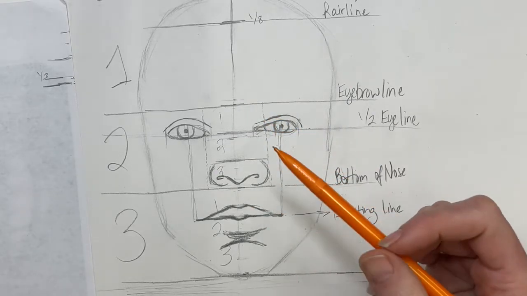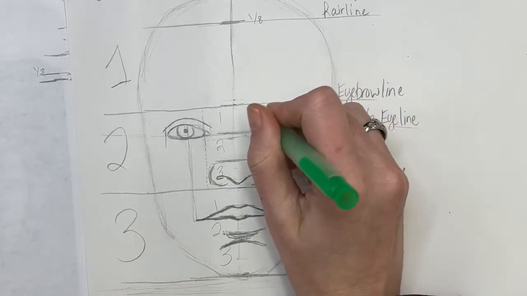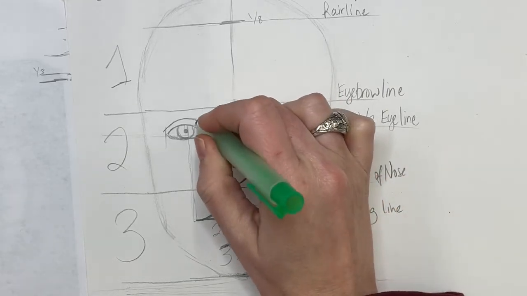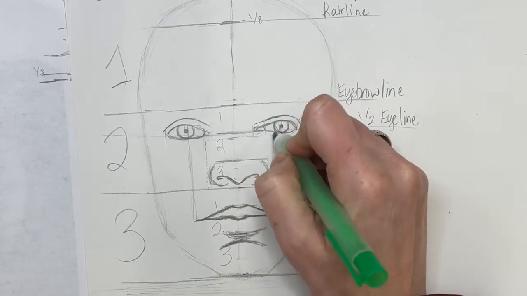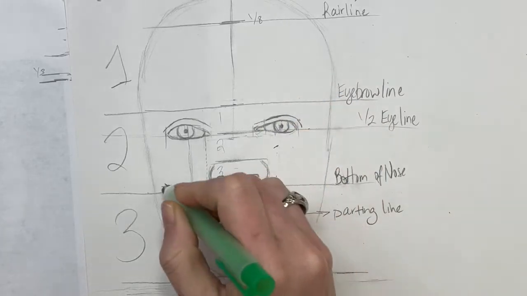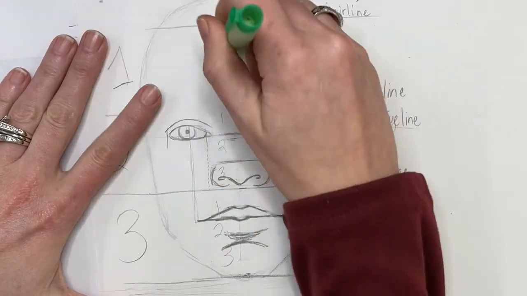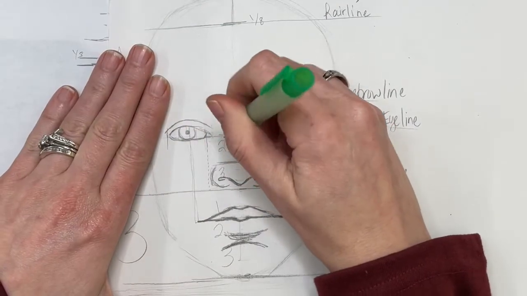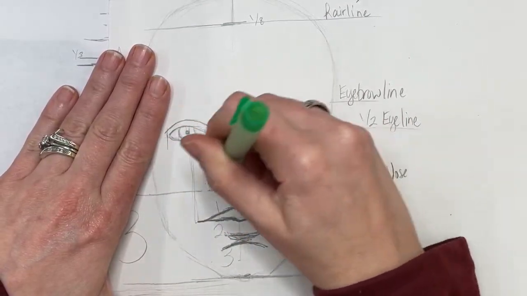Once we get everything in the right place, then we're ready to erase all of our guidelines. And then once you get really good at this, you don't actually have to draw any of these guidelines anymore once you remember what all the proportions are and all the sections.